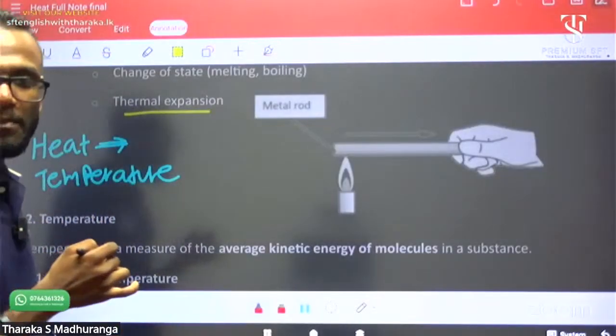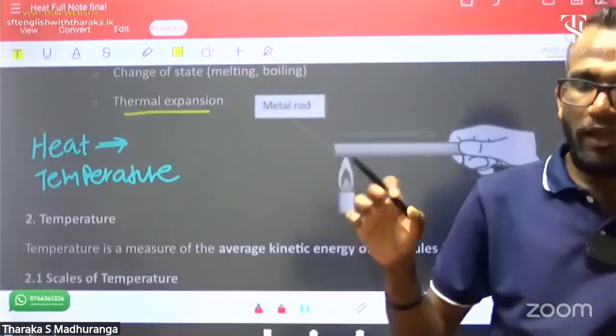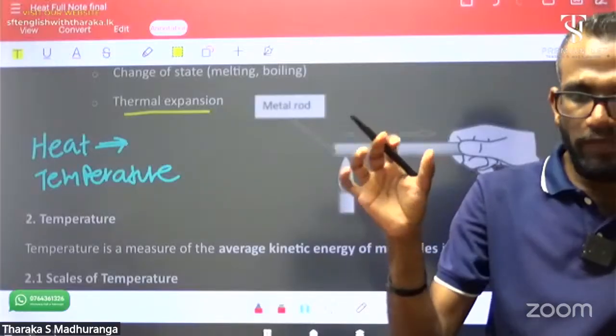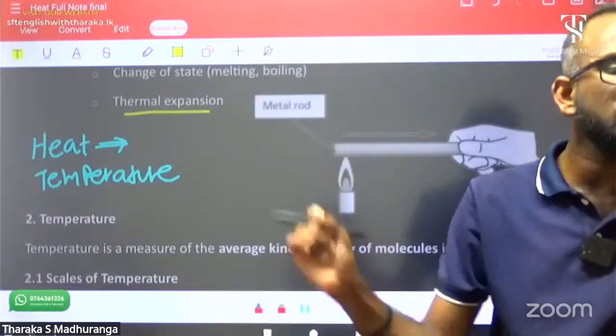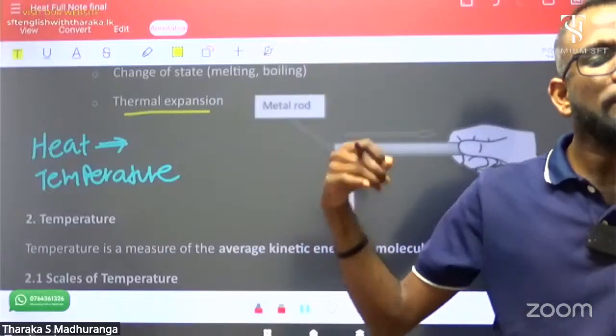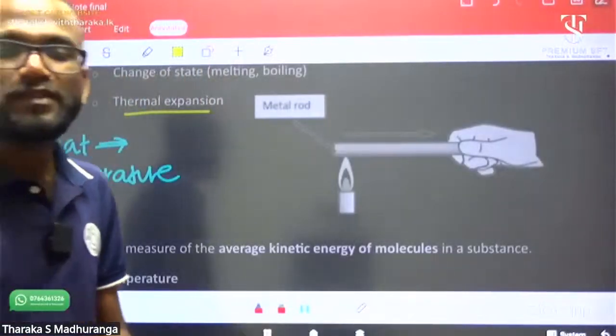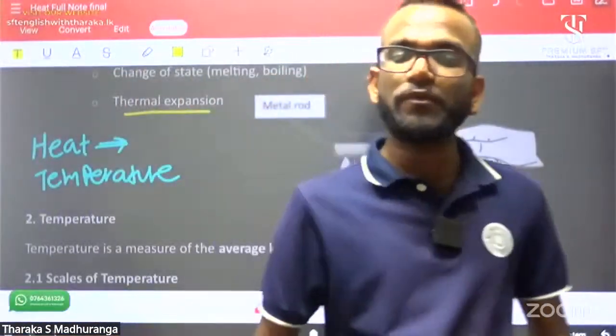Okay, this is today's lesson. You should have a full idea of the meaning of heat, the meaning of temperature, and what the difference between them is. Heat is a type of energy that is measured in joules. Joules is the standard unit of heat.